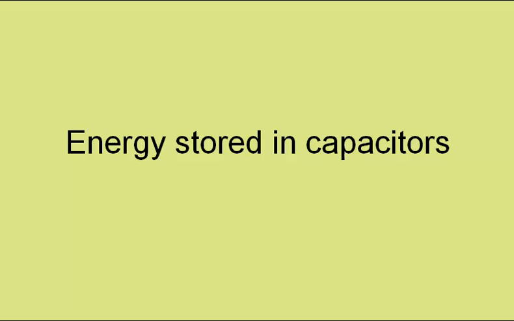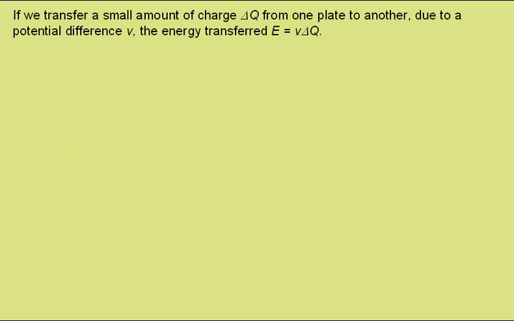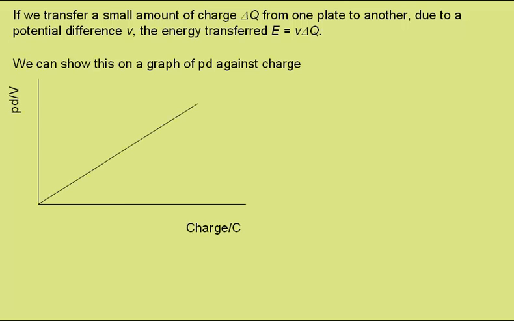Energy stored in capacitors. If we transfer a small amount of charge, delta Q, from one plate of a capacitor to the other, due to a potential difference V being applied, the energy transferred is given by V delta Q. We can show this on a graph of potential difference against charge.